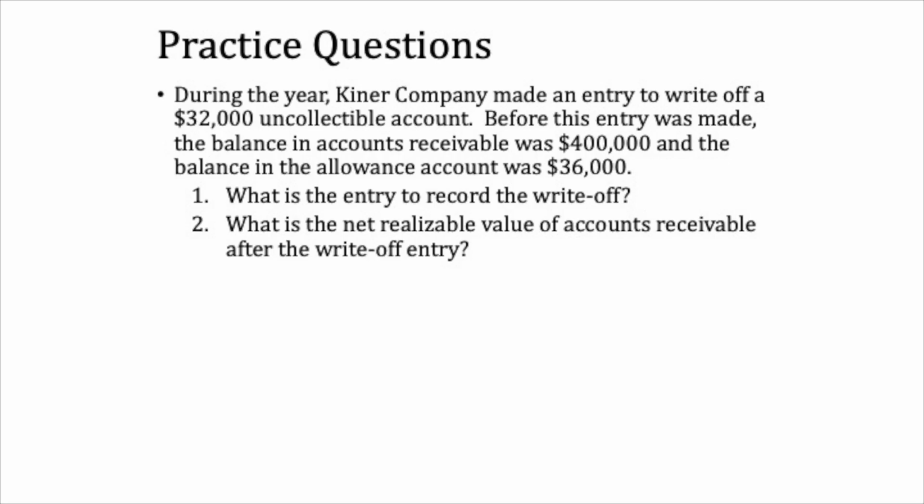So during the year, let's say Kinder Company made an entry to write off $32,000 of an uncollectible account. Remember, the write-off is basically taking it out of the allowance and applying it specifically to an accounts receivable. So if they wrote off $32,000, that was going to be a debit to the allowance account and a credit to the accounts receivable. So they made this entry. Before the entry was made, the balance in accounts receivable was $400,000 and the balance in the allowance account was $36,000. They took 32 of that and applied it to a specific account.